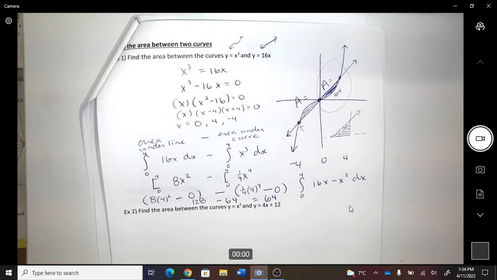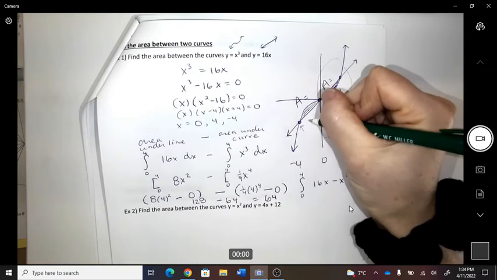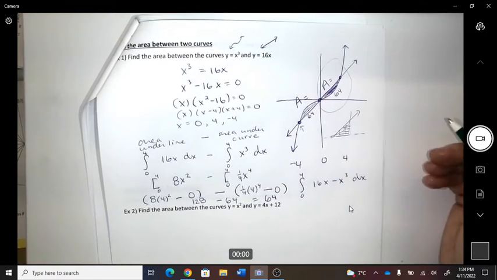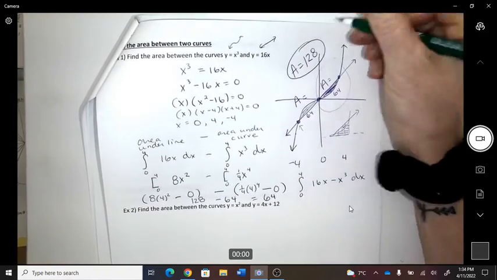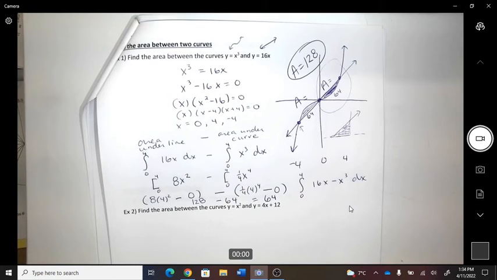Like think about your graphing grid, there's 64 in there. And this should also be 64. So the total area should be 128. Okay, here's something to be aware of.